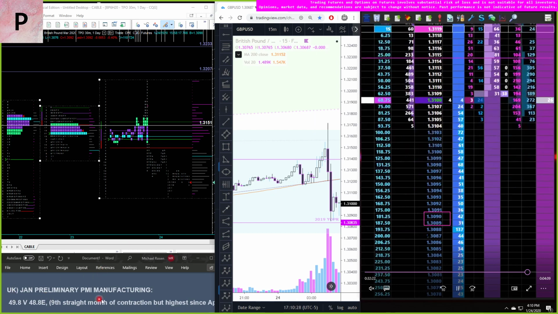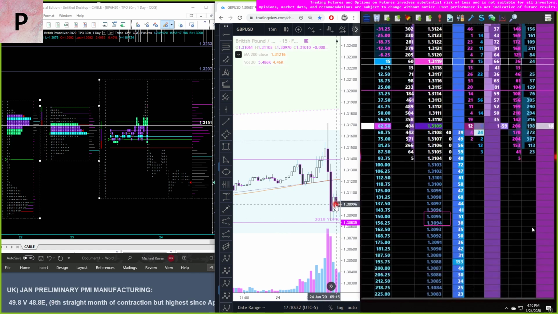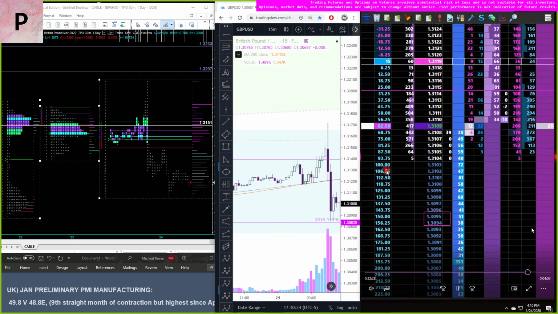Because they're really focused on this positive report. But again, if something's been priced in, then of course you have to consider that going into it. And that's a huge element to trading news.